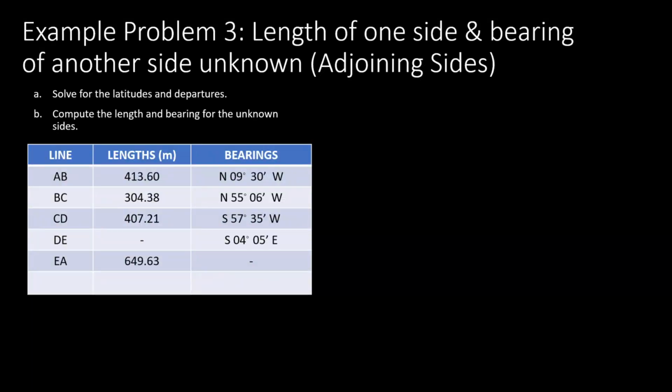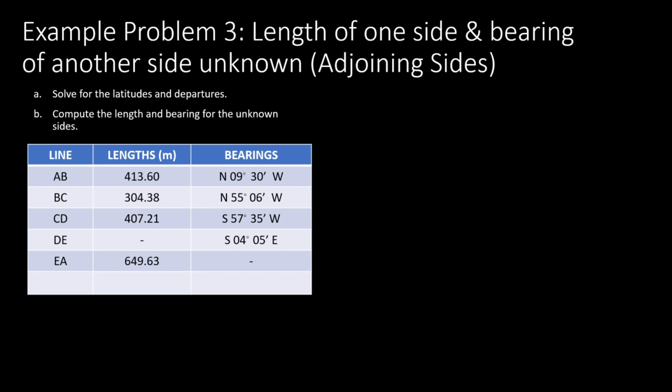So, dito, yung sample problem number 3 natin, ito yung first na case for adjoining sides. Ito yung length of one side and bearing of another side unknown. Dito sa survey data natin, yung line DE, nawawala yung length niya, and then for line EA, nawawala naman yung bearing niya. Ito yung first na case ng adjoining sides for omitted measurement. Dito pinapahanap sa atin yung latitude and departure at pinapakompute yung length at bearing ng unknown na sides.